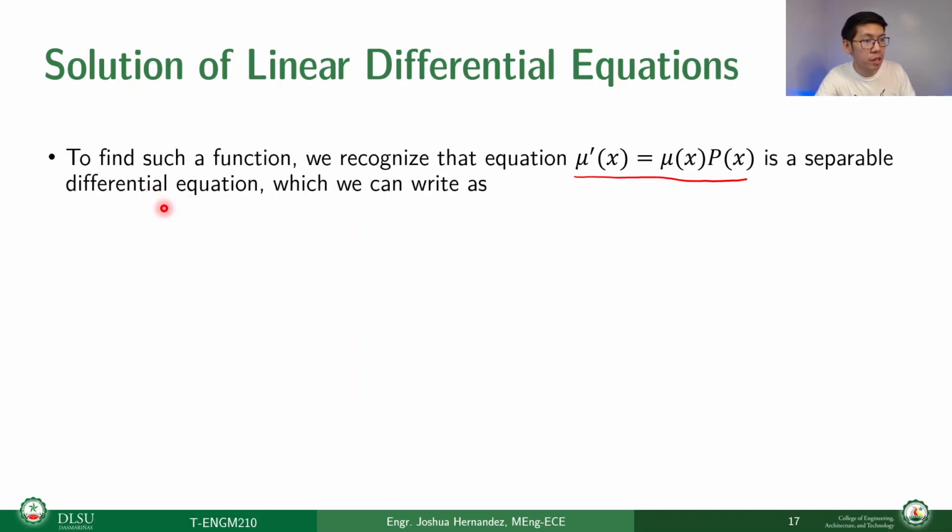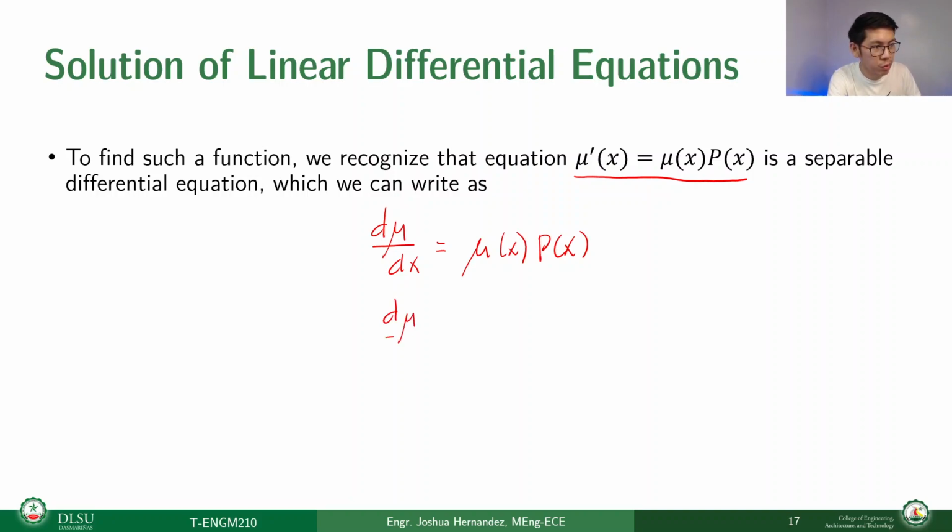A separable differential equation, which we can write as, μ prime of x, or dμ over dx, equals μ of x times p of x. With separation of variables, we put all the μ together: dμ over μ of x equals p of x dx.